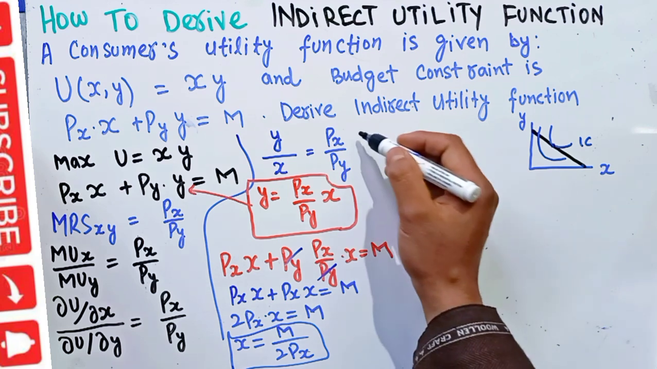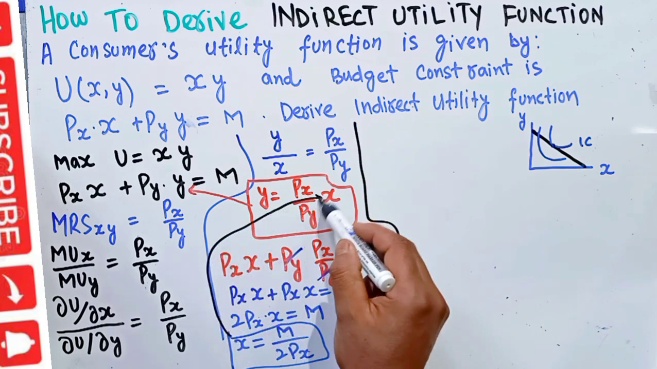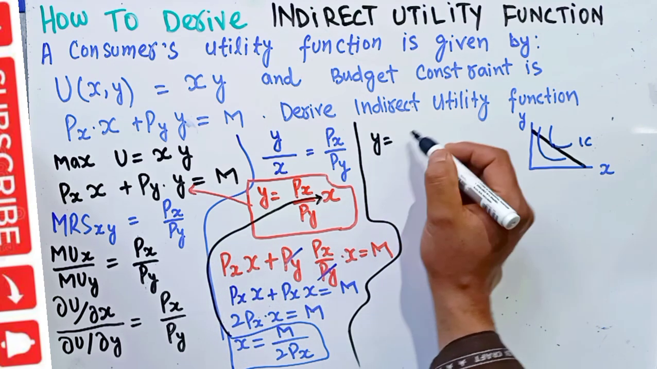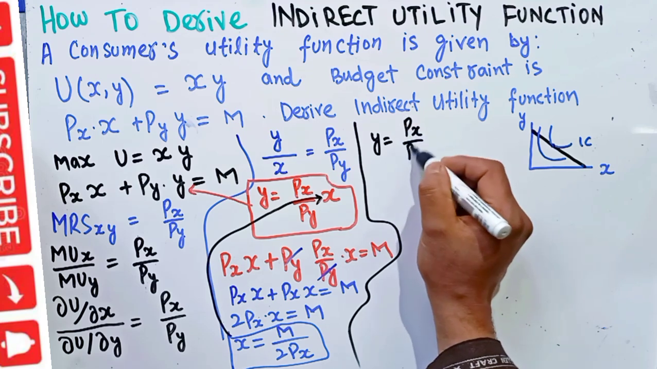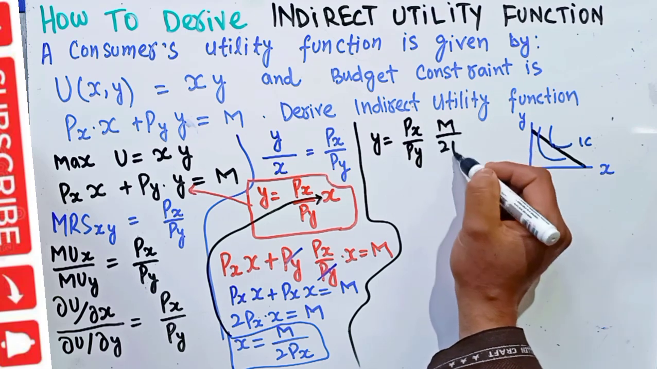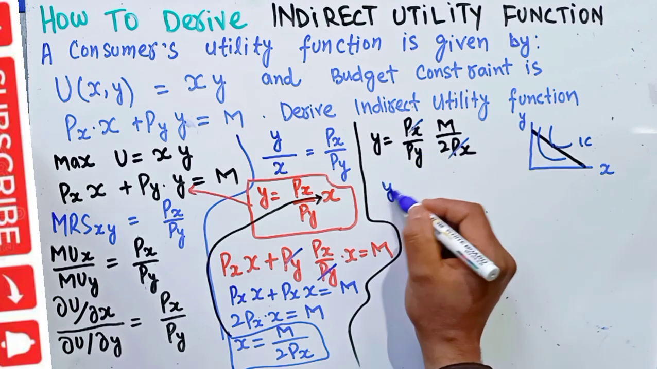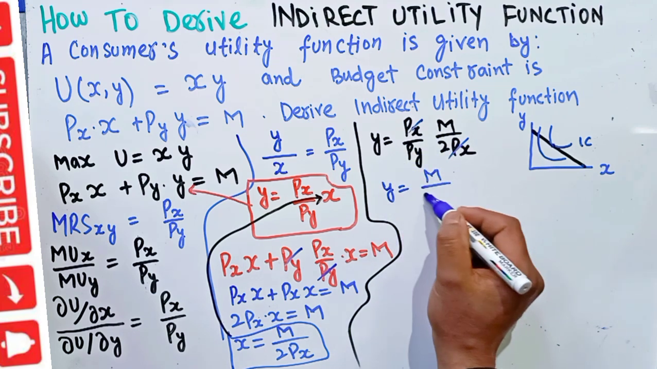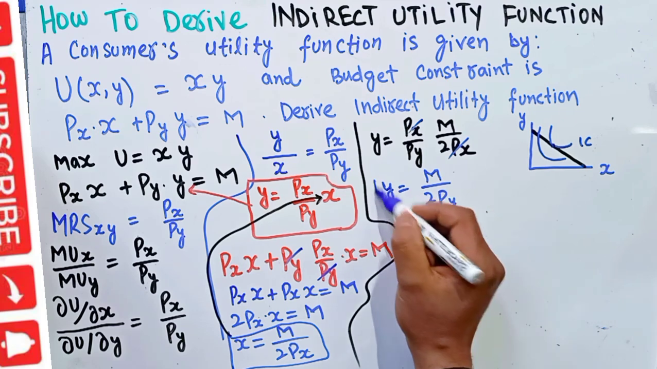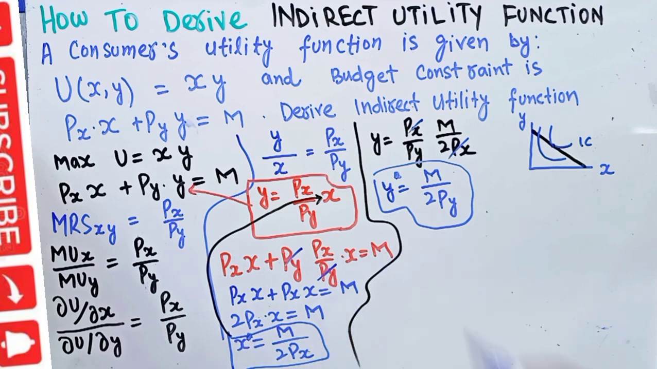Now, symmetrically we can find the demand function for good y. We simply plug the value of x into this function, so our y will be equal to price of x upon price of y, and the value of x which we calculated as M upon twice Px. Here Px and Px get cancelled, so y will be equal to M upon twice Py. So the first step was to find the Marshallian demand functions for good x and y.